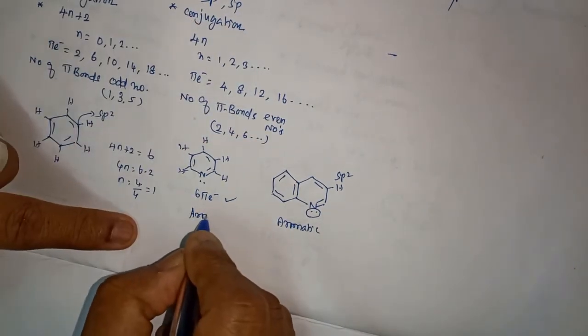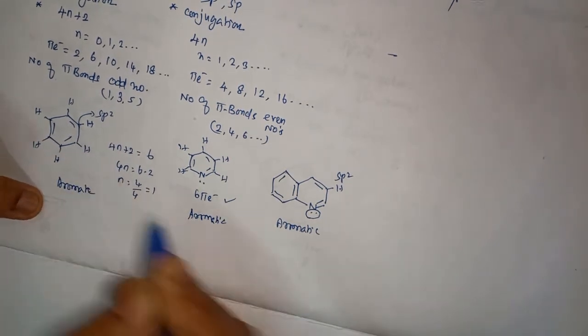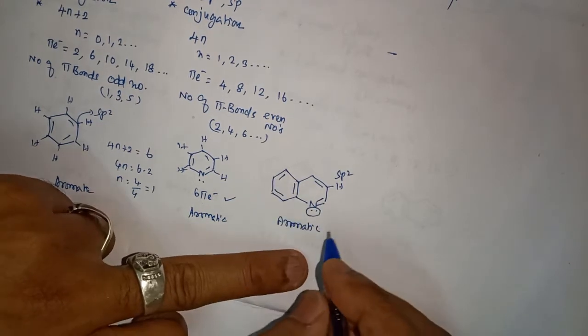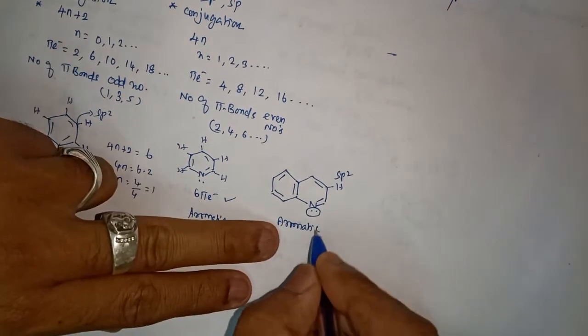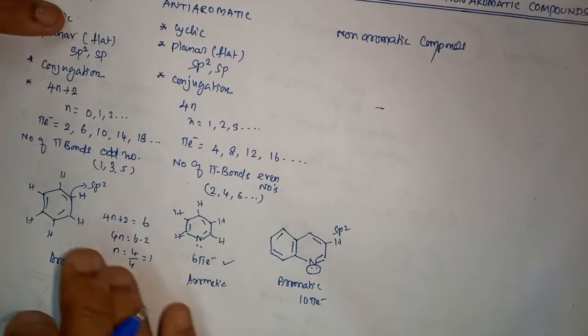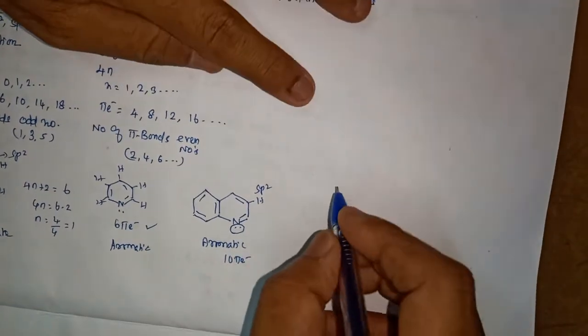It is aromatic, but it is aromatic having how many pi electrons? 2, 4, 6, 8, 10. So the number of pi electrons is equal to 10 pi electrons. Right, that's all about the 3 important compounds for aromatic. I go for one more compound. What is the one more compound?